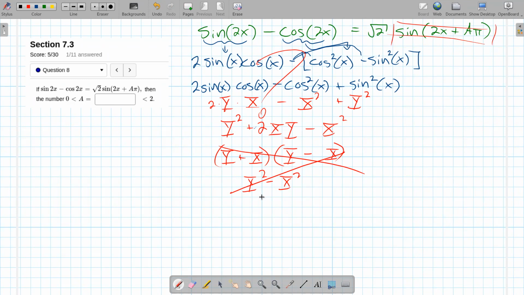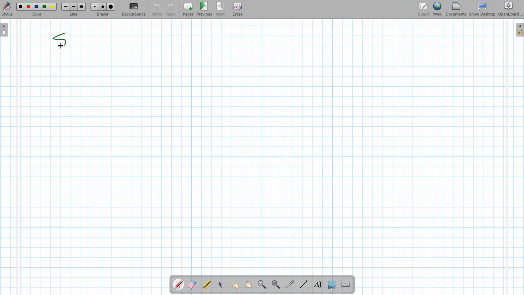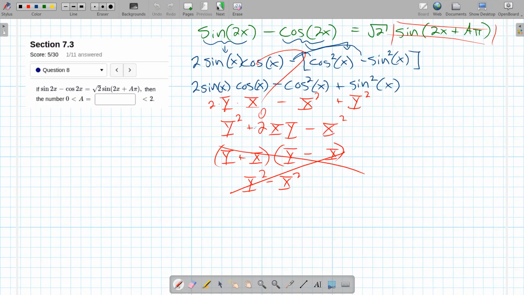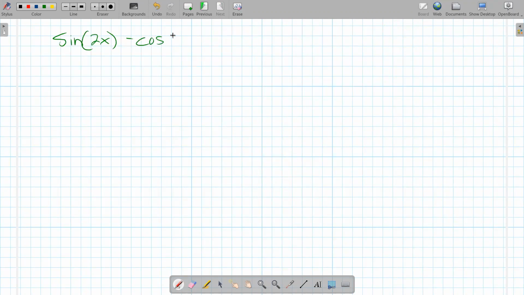I think we need a new page too. If this were a test, I would definitely get a blank piece of paper and rewrite that problem. So we've got sine of 2x, let's see, was it minus cosine? Yep. Minus cosine of 2x equals square root of 2 times the sine of 2x plus a pi. And again, we're trying to solve for a there.